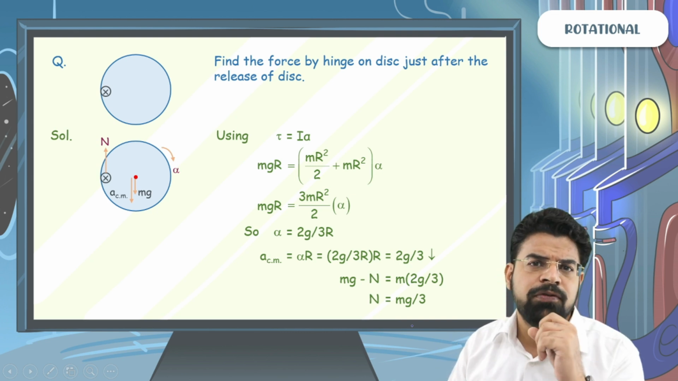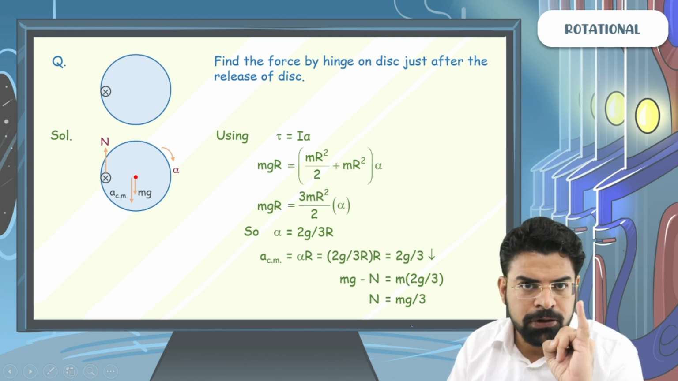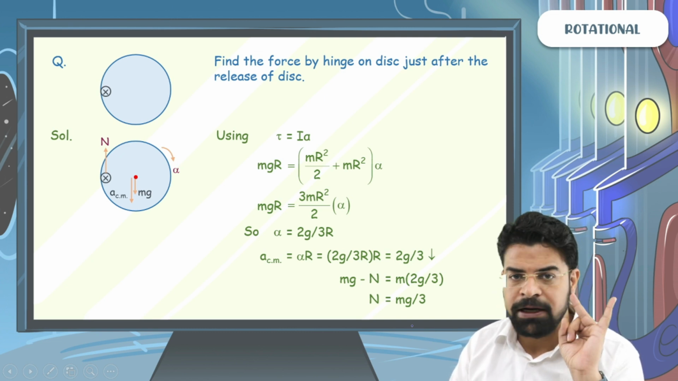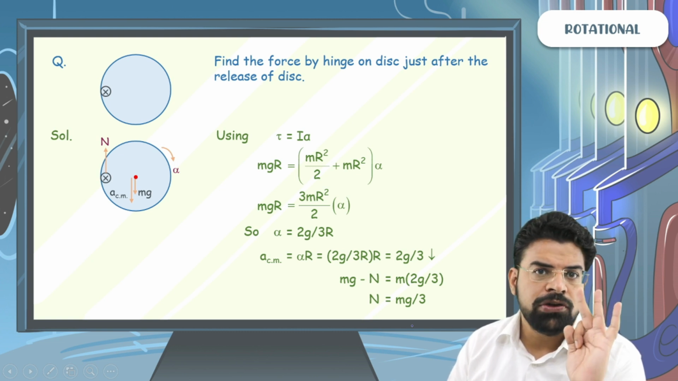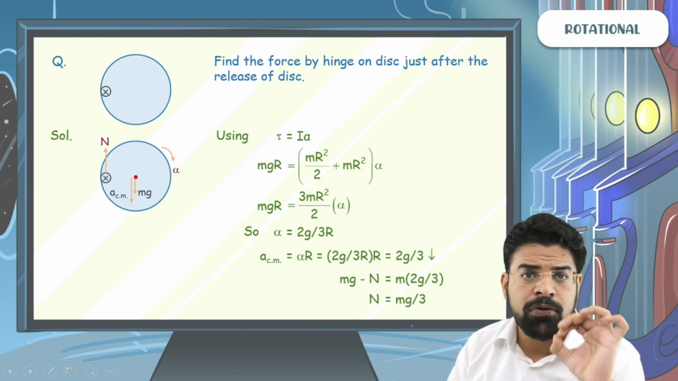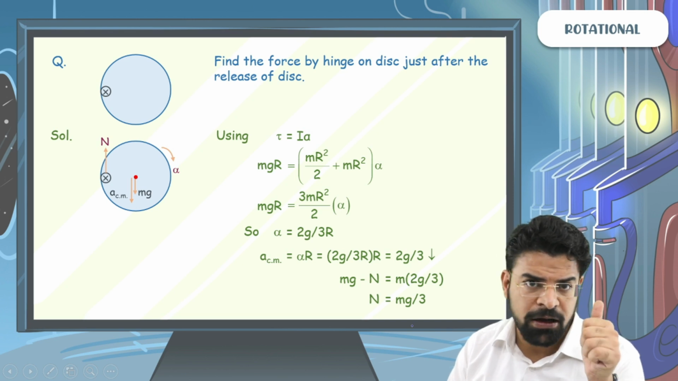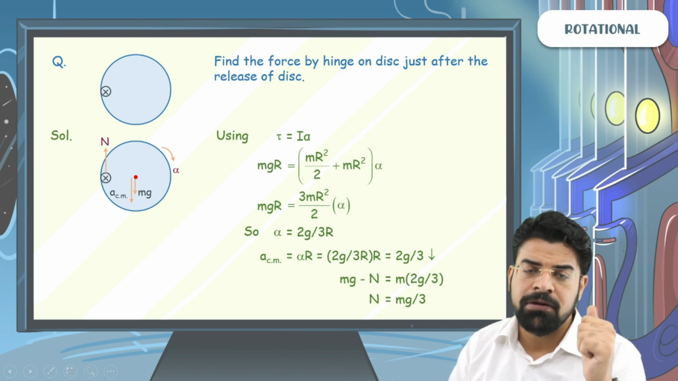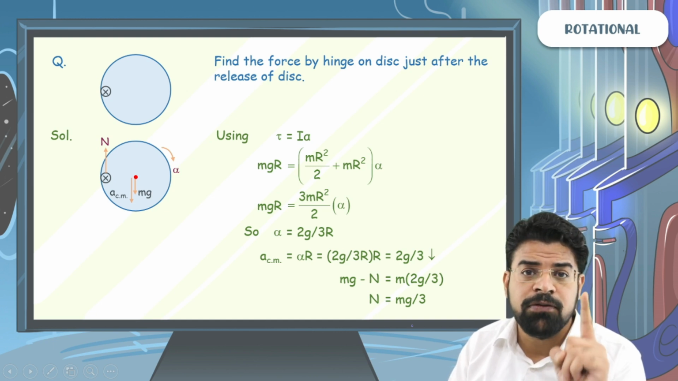Sir, to find the force by the hinge, what to do? Very simple. First, make the torque equation. Using the torque equation, find out alpha. Once you know alpha, find out a_CM. And once you have a_CM, then apply the force equation. This is how you find the force applied by the hinge. Using torque equals I alpha, find alpha. Then using alpha, find the acceleration of the center of mass. Then using the acceleration of the center of mass, find the force by the hinge.